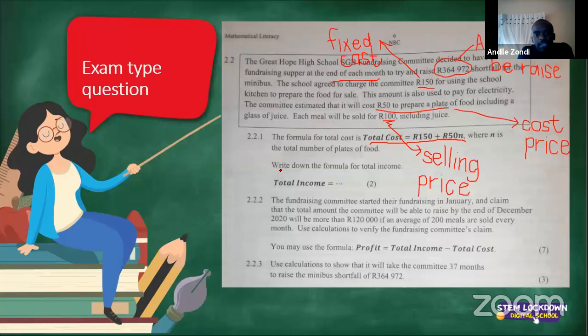Now the question says, write down the formula for total income. Usually what we do is abbreviate to make life easy. In this case, we want to write total income will be equal to, okay, let me see if anyone knows the answer first before giving the answer.